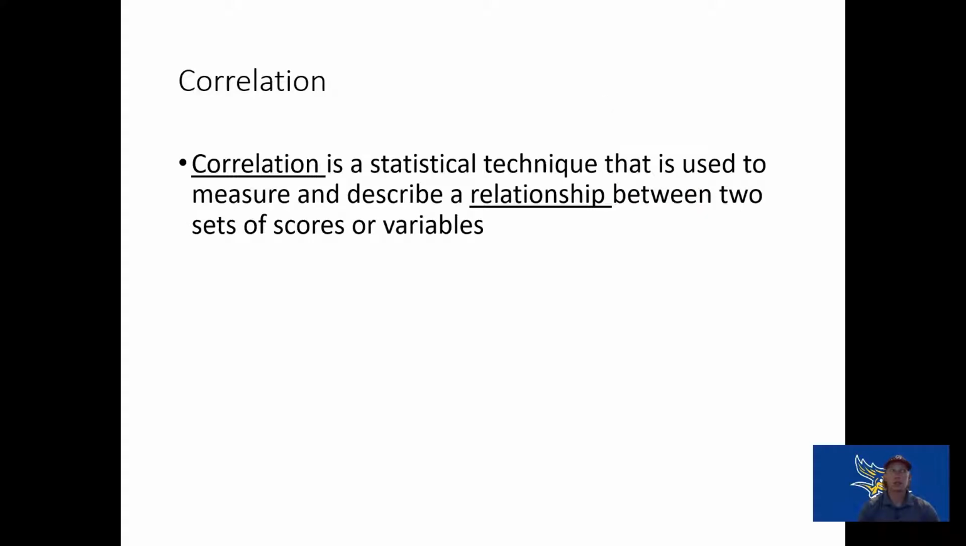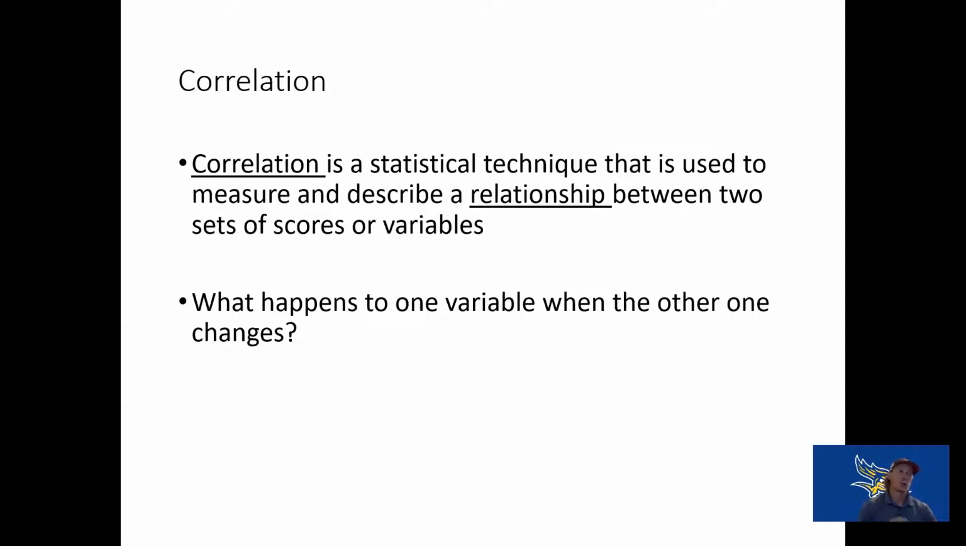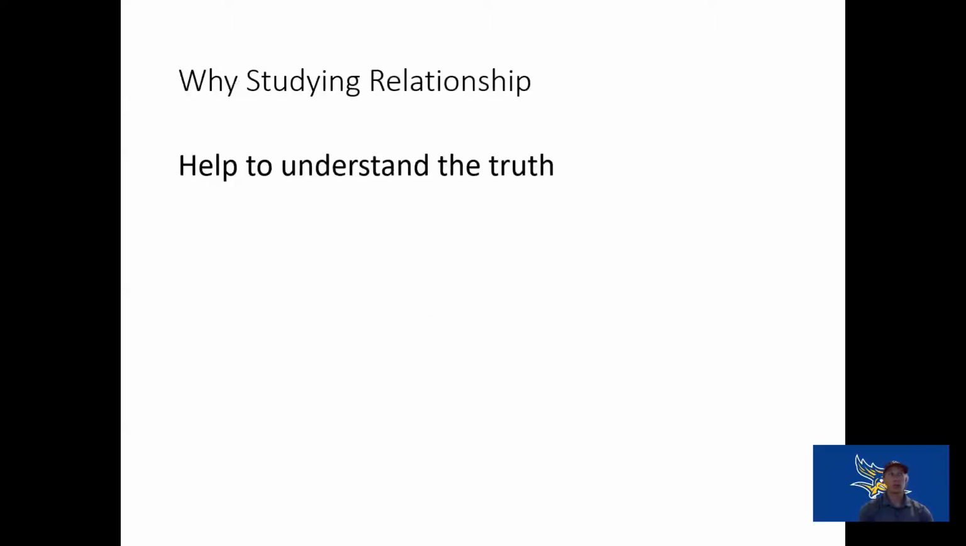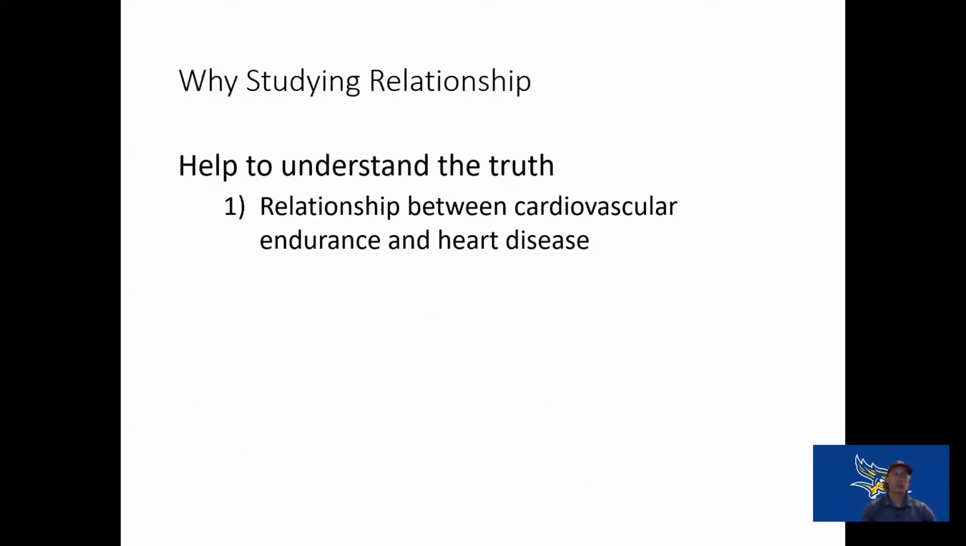Okay, correlation is a statistical test that is used to describe a relationship or an association between two different scores or two different variables. Okay, so it's really what happens to one variable as the other variable changes. And to do this, we use the Pearson product moment correlation coefficient, or the R value, which measures our strength and direction of the relationship. So how one score changes compared to another score within the same population, within the same group. This helps us understand the relationships between different variables, especially within our field.